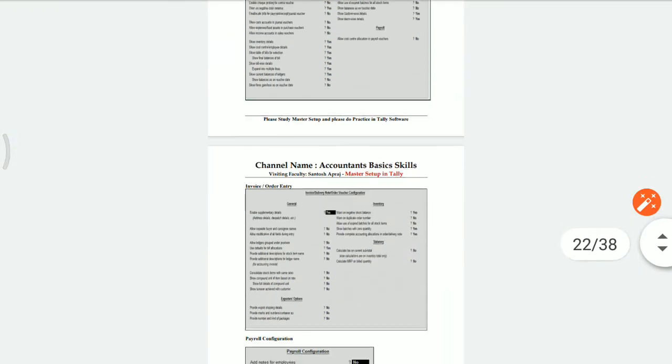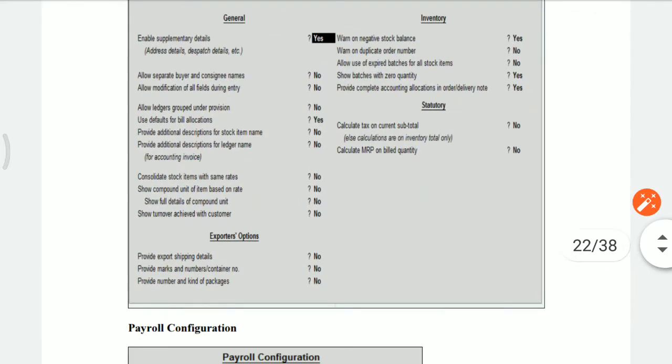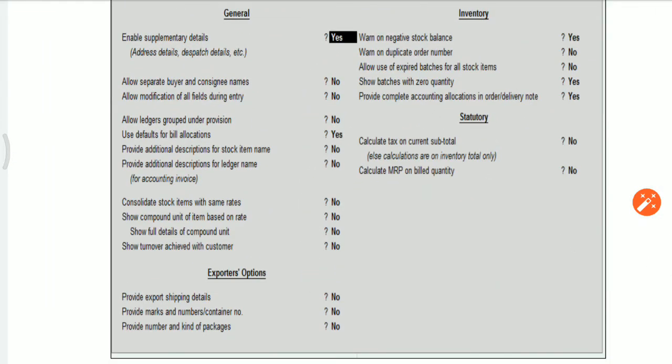Next screen is invoice and order entry, that is purchase order and sales order. What type of additional details you want in purchase order or in sales order.